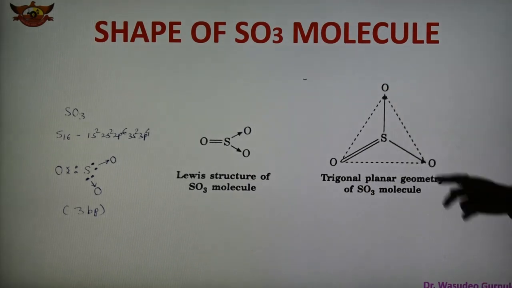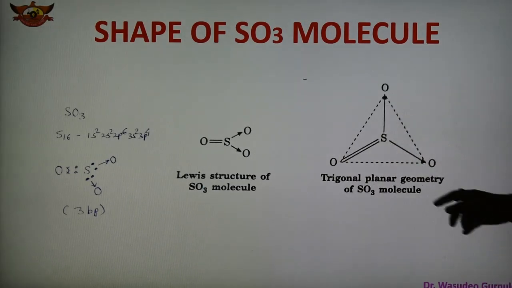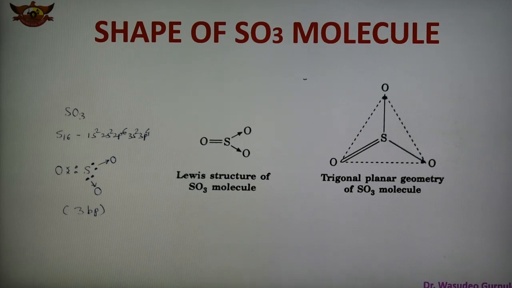Out of these, 2 are coordinate bonds and 1 is a double bond. So this is the trigonal planar geometry of the SO3 molecule. So in case of SO3, we can say that the geometry is a triangle planar or plane triangle, and this is a simple geometry observed in case of SO3. So in this SO3 molecule, one double bond and two coordinate bonds are there according to the Lewis structure.